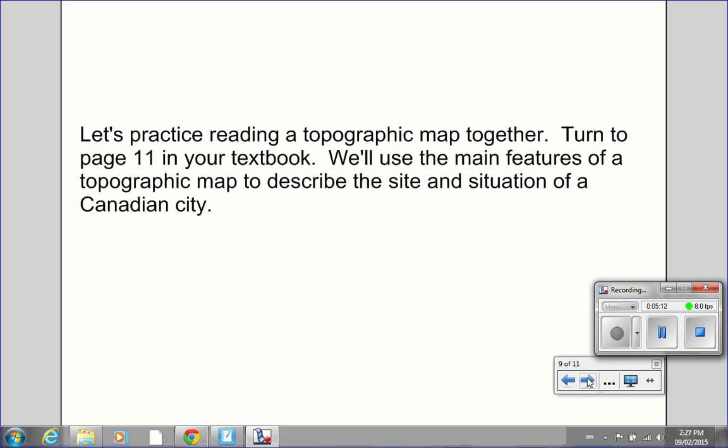So in tomorrow's class, we are going to practice reading a topographic map together. We're actually going to look at page 11 in our textbooks. So if you have your textbook at home, you may want to take a look at page 11 and try reading that map on your own. And then that'll give you a head start for our discussion in class next day, when we'll use the main features of the topographic map to describe the site and situation of a Canadian city.